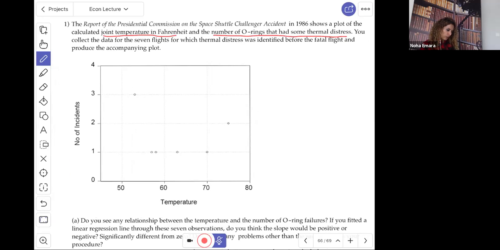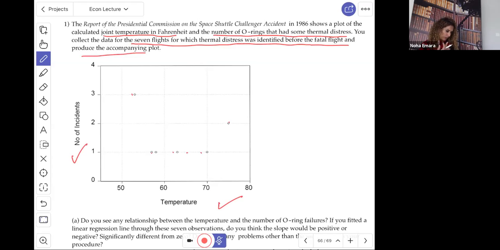So the data collected for 7 flights for which the thermal distress was identified before the fatal flight produced this plot. Number of incidents versus temperature. As I can see, it doesn't seem to be a linear model, right? It's just some dots are here at the 1, some here, 1 here, 1 here. I don't see any linearity in the model.